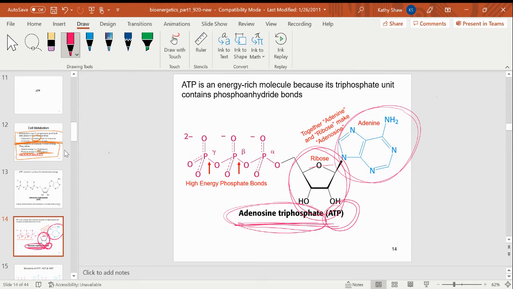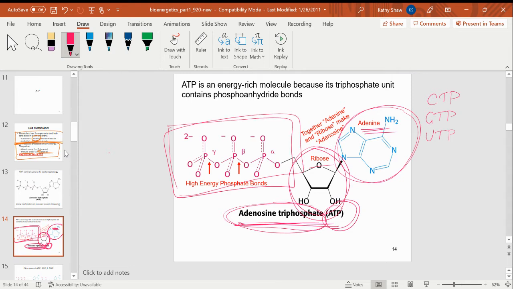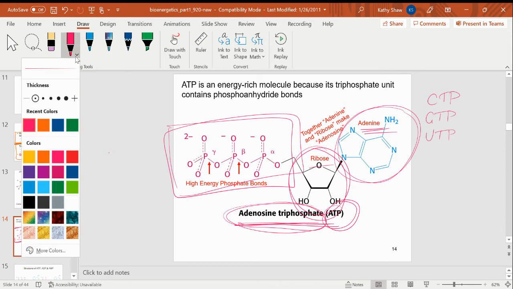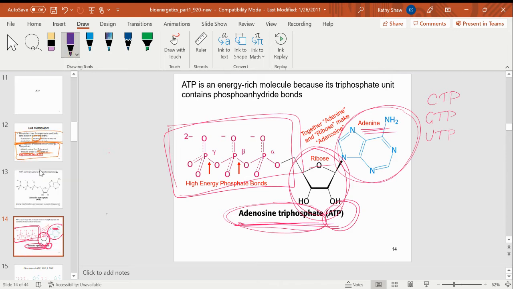We'll also have molecules like CTP, where instead of adenine, I'll have a cytosine. GTP, I'll have a guanine. UTP, I'll have a uracil. Recognize that those are different molecules. However, they work the same way because the part we're concerned about is actually over here, these three phosphates. These three phosphates are the business end of the molecule. So let's talk about that.